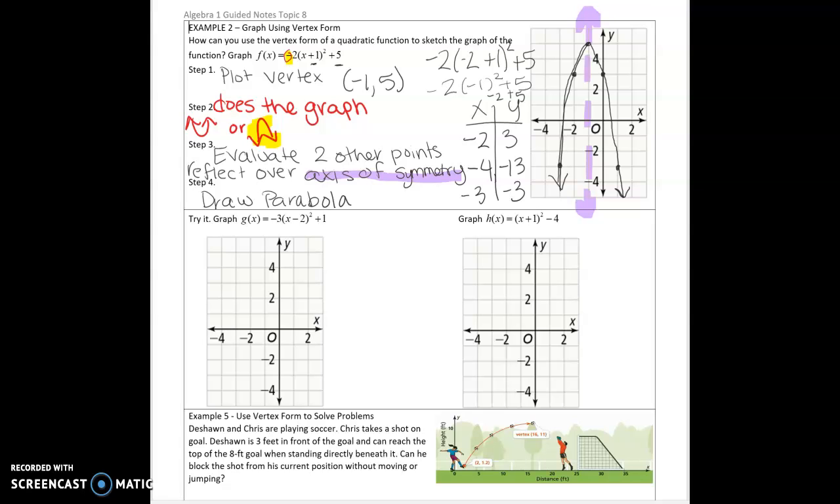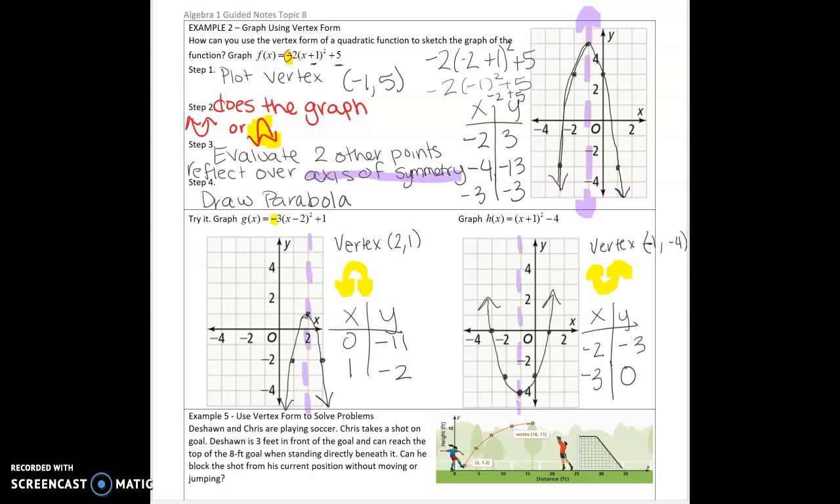Okay, so go ahead and give the triads a shot. So pause the video and try those ones. Okay, so again, find the vertex. So 2, 1, and then it's going down because of that negative sign. So you plot that vertex and then pick 2 points on one side. So I picked 0 and 1. 0 goes to negative 11, so it is off the graph.